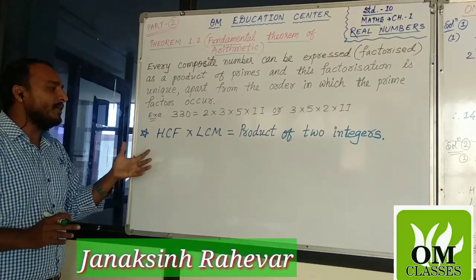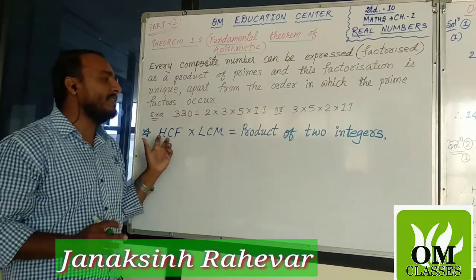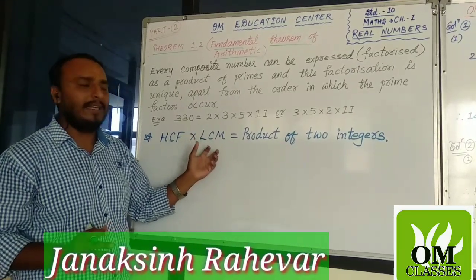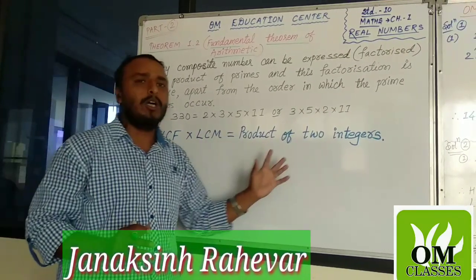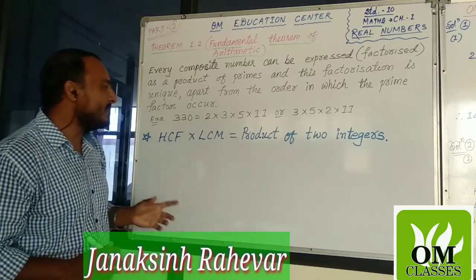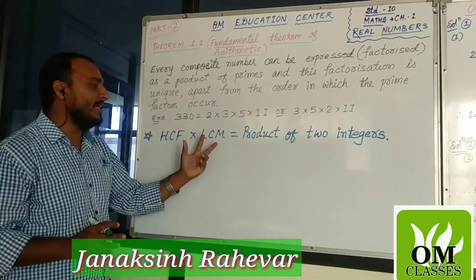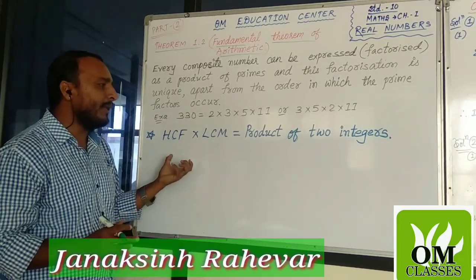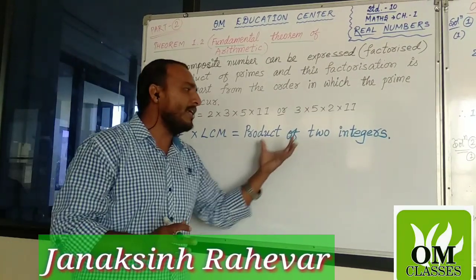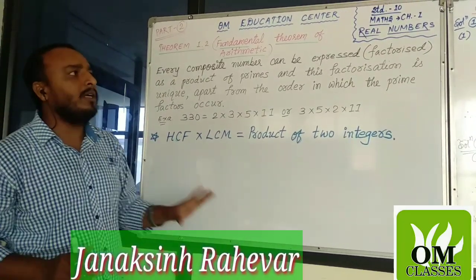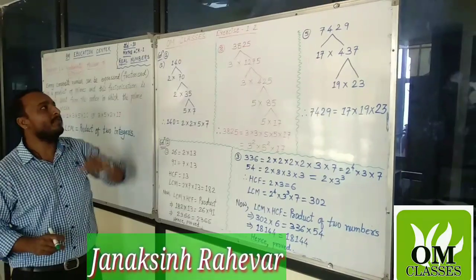Now the next concept, which you might have studied in 7th or 8th standard, is that HCF into LCM is equal to the product of two integers. It means if you find the HCF and the LCM of any two numbers and multiply them, you will get the same result as the product of the two integers. This is what we are going to study in this exercise 1.2.